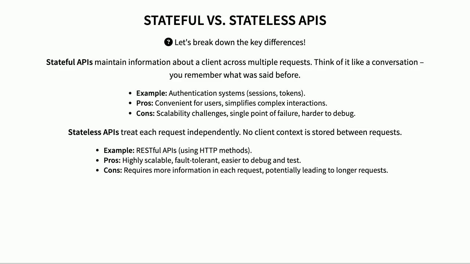Now, a stateless API treats each request as completely new, no matter what happened in previous requests. RESTful APIs, those using methods like GET and POST, are the classic example. They're fantastic for scalability because they don't rely on maintaining any client-side information. It's all self-contained. Essentially, stateless is generally preferred for building robust and scalable web applications.